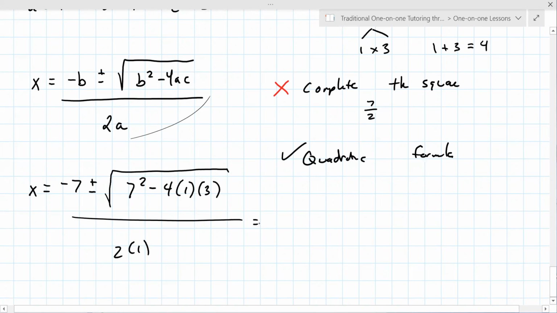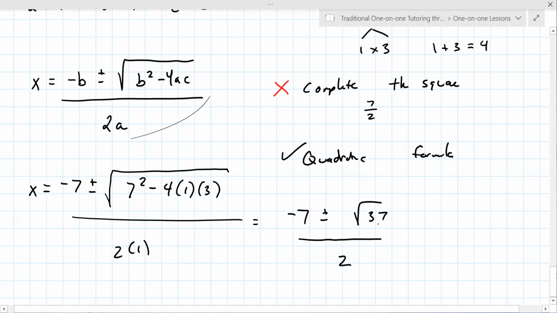Okay, so then you'll have minus. Oh right, you have to do the inside first. So that's 49 minus 12, which is 37. So the answer would then be -7 plus minus square root of 37 over 2.